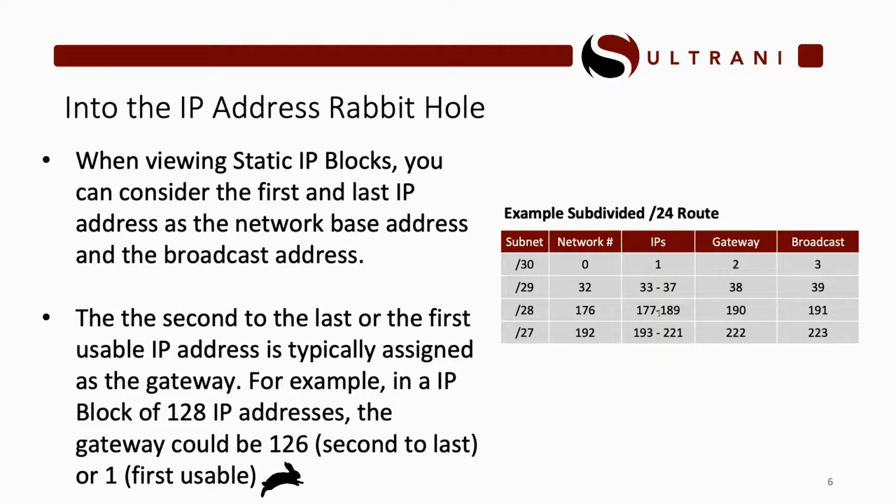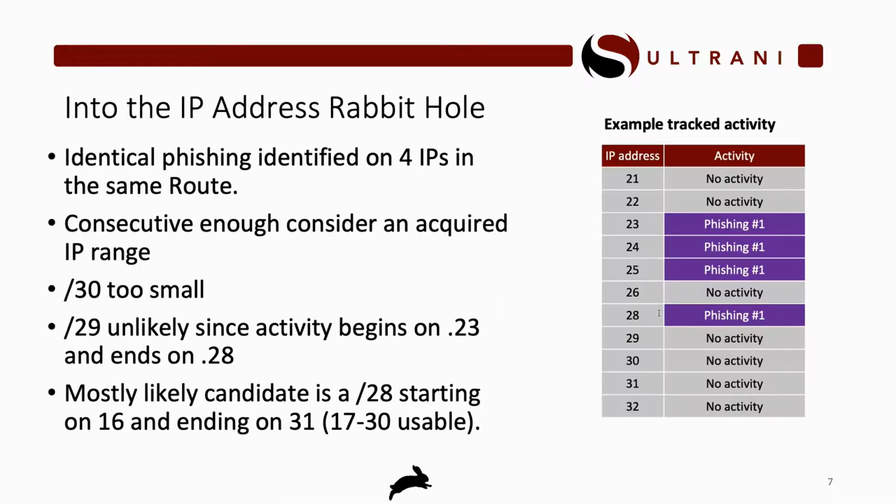And the gateway is either the second to the last or, again, the first usable IP address. That's just the kind of rule of thumb. It's not a definitive thing, but keep it in mind because it does consume an IP address. And so when you're looking at phishing, let's say in this example, we've identified, I don't know, Capital One phishing here. And so that's our phishing number one.